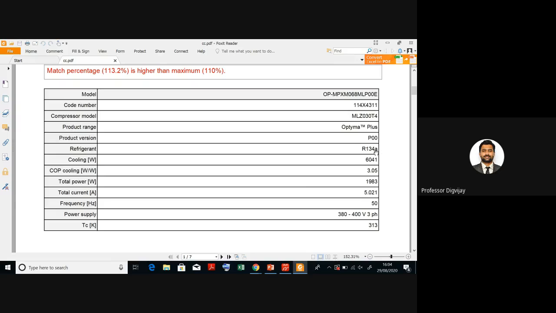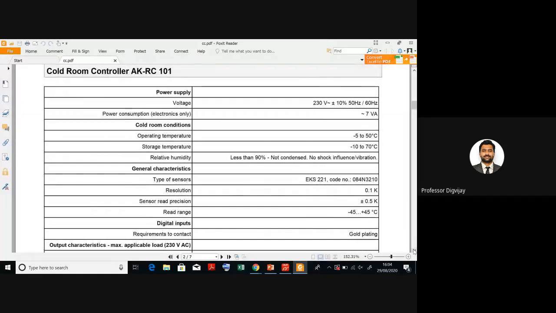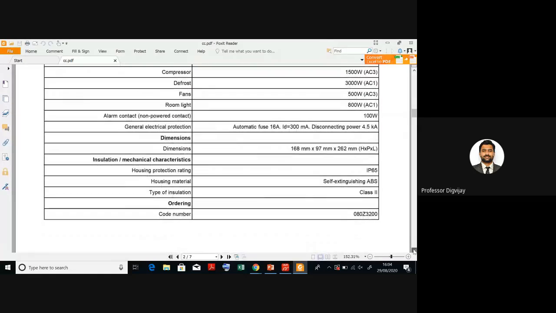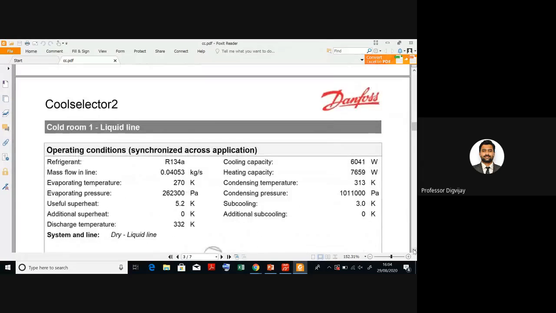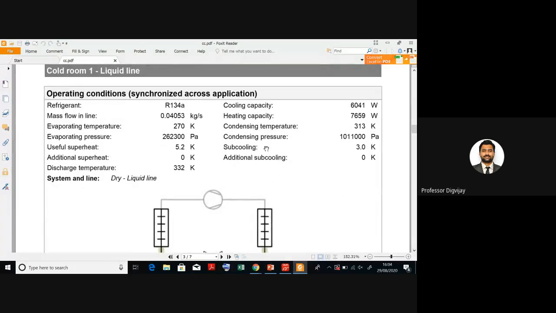Refrigerant used in this case is R134A. Okay, so these are other parameters they have given in this case. Here they have given this condensing pressure. What condenser pressure have they given in this case? So it is roughly equal to 10 bar. So we have 2.62 evaporator pressure and 10 bar as a condenser pressure.